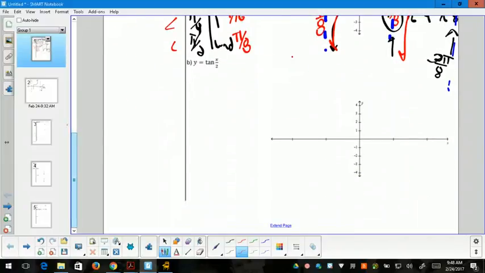For tangent of x over 2, only one thing has happened. This is a horizontal stretch of 2. So instead of our period being pi, our period's going to be 2 pi.